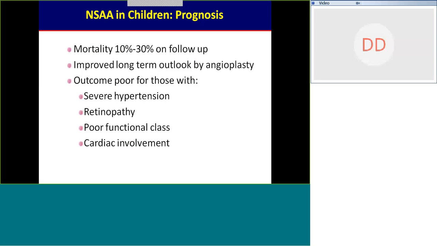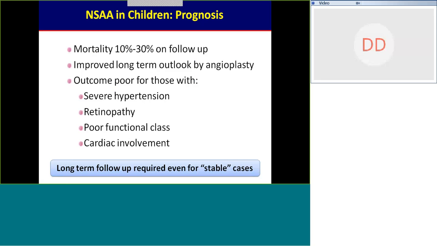What is the prognosis? Mortality is 10% to 30%. There are three large series in children. Unfortunately, we don't have a lot of data. But angioplasty has definitely improved the long-term outlook in these patients. However, patients who present with severe hypertension, LV dysfunction, retinopathy, class 4 symptoms with a lot of cardiac involvement do not tend to do well, especially if they are presenting in heart failure, and their prognosis may not be very good.